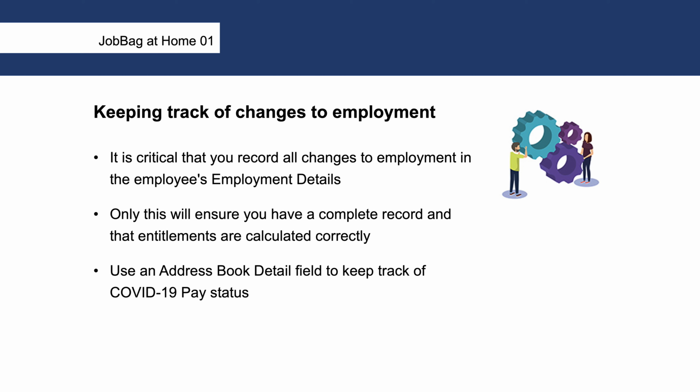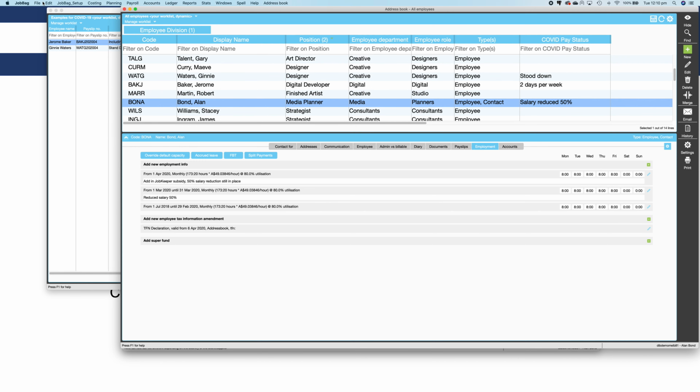So I'm going to show you a couple of things that may help you keep an overview of exactly what you've done for each employee. There is a thing in JobBag called an address book detail field, and I'll show you how I've used this to keep track of the things that we've done. So here we are in JobBag.